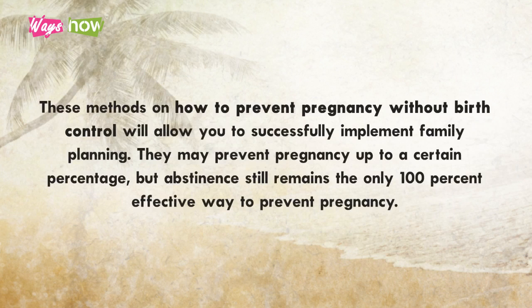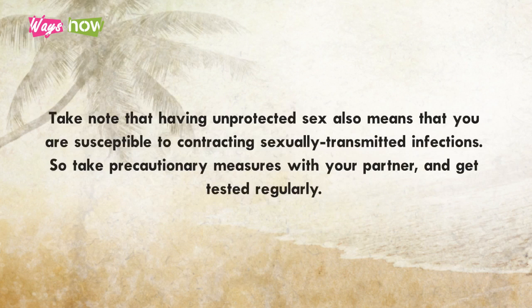These methods on how to prevent pregnancy without birth control will allow you to successfully implement family planning. They may prevent pregnancy up to a certain percentage, but abstinence still remains the only 100% effective way to prevent pregnancy. Take note that having unprotected sex also means that you are susceptible to contracting sexually transmitted infections. So take precautionary measures with your partner and get tested regularly.